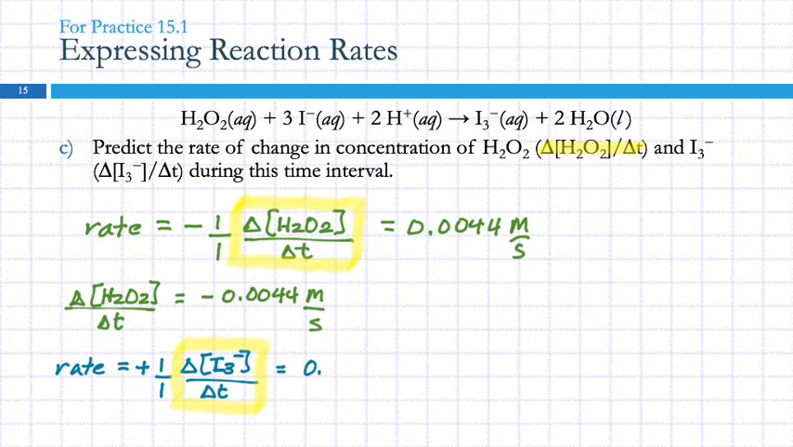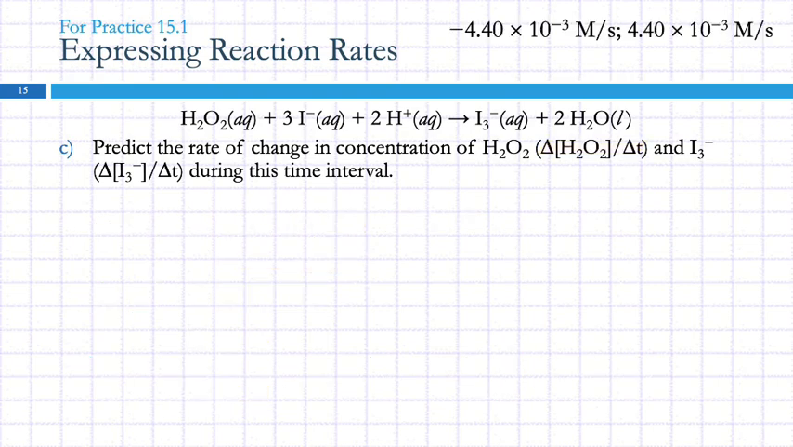And that is equal to 0.0044 molarity per second, because that's the rate of the reaction that we calculated. So what does the thing in the box equal? It's just this, right? So the change in I3 minus divided by the change in time is also equal to 0.0044 molarity per second. Any questions? Oh, good, I got the answers right again.